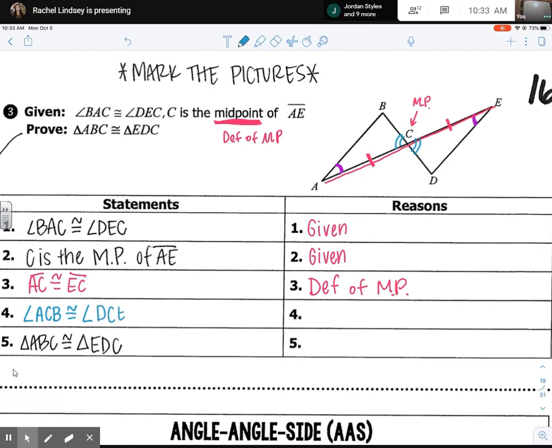Wait, did I do that wrong? Yes. I did it backwards on my paper. He was right. I wrote angle BCA is congruent to angle DCE. But y'all want angle ACB is congruent to angle BCD. So again, you can write it two different ways as long as C's in the middle is fine. So I know those two angles are congruent because they are vertical angles.